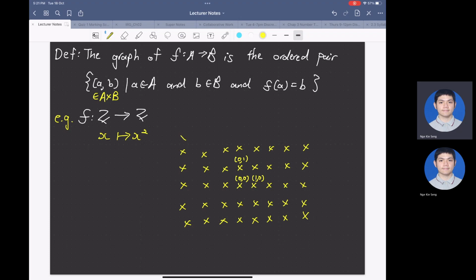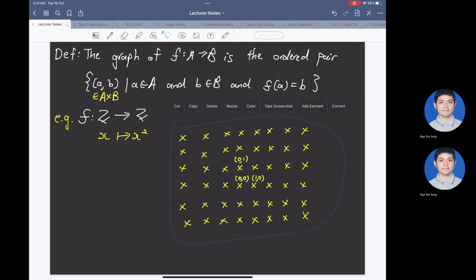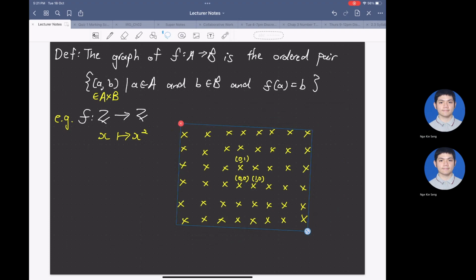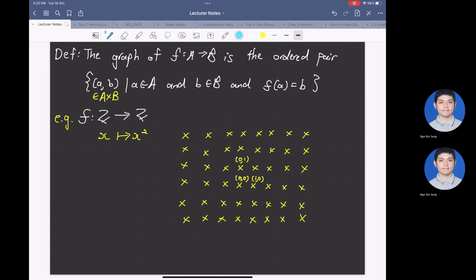So which points are in the graph of f? (0, 0) is in here. Okay. So (1, 1). And then (-1, 1). And then what else? (2, 4). And then (-2, 4). And then you can plot this graph here.